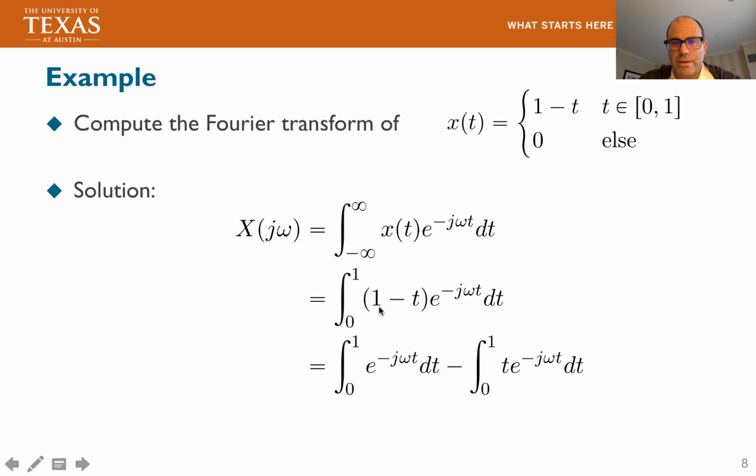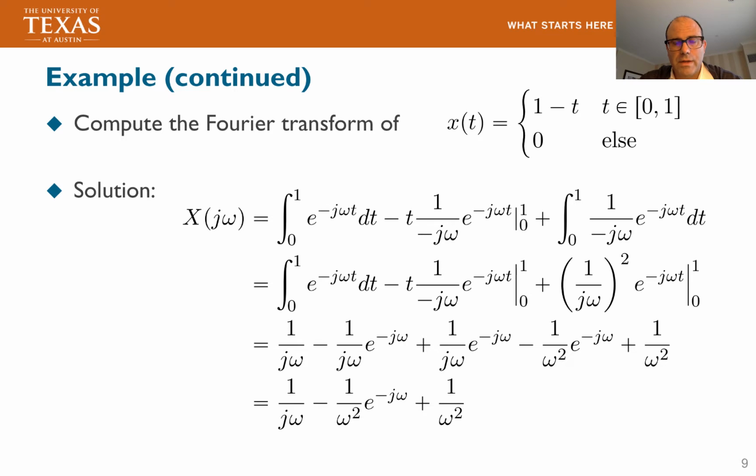And now, splitting up the integral, this becomes the integral from 0 to 1 of e to the minus j omega t, which we've dealt with a lot. But we've also got another integral from 0 to 1 of t e to the minus j omega t. And so here we're going to have to use integration by parts. So now let's look at that. So this is the first part.